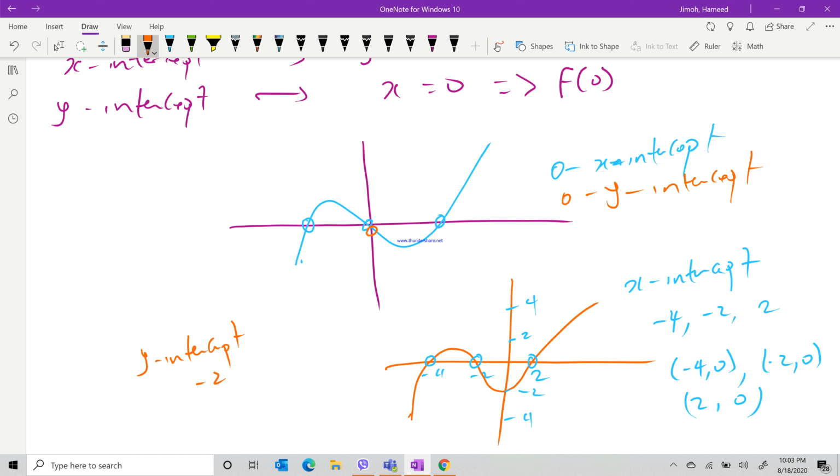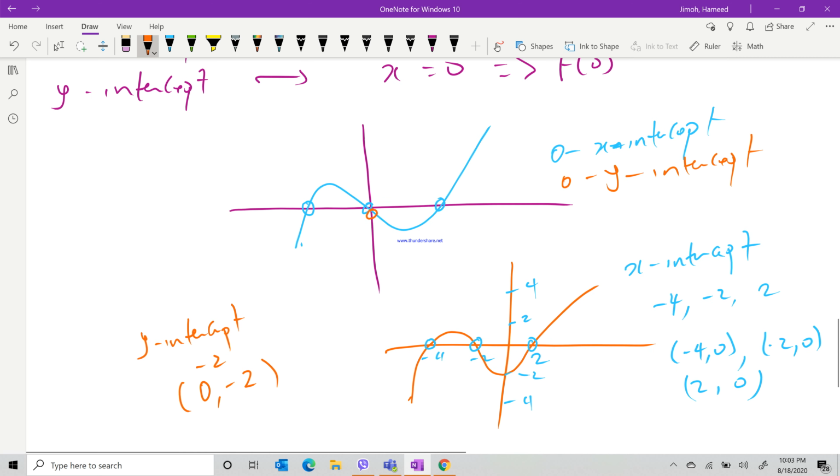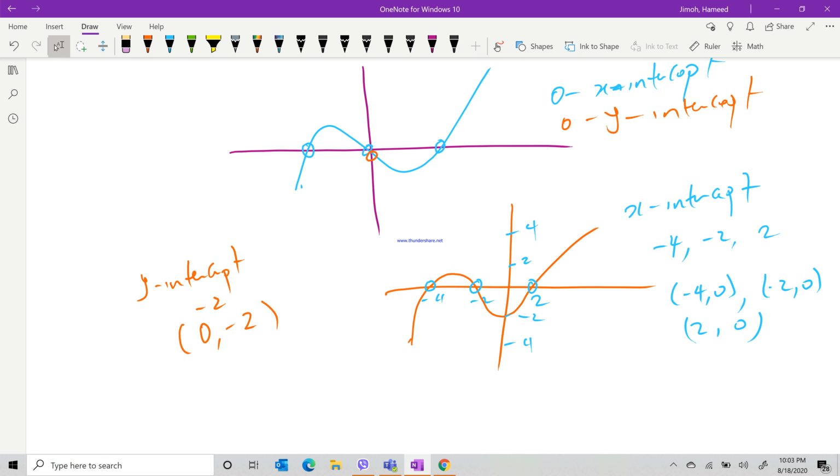So if I want to write this in terms of pairs, or in terms of relation, I will say my y-intercept is (0, -2). That's when x equals 0. Again, your y-intercept means x equals 0. So this is all we're supposed to do for section 2.